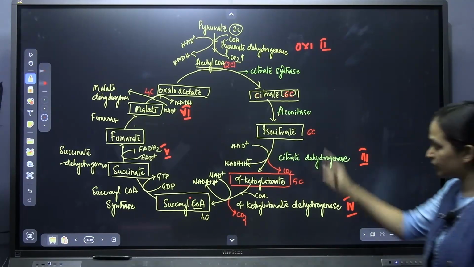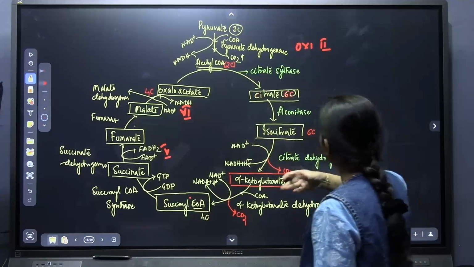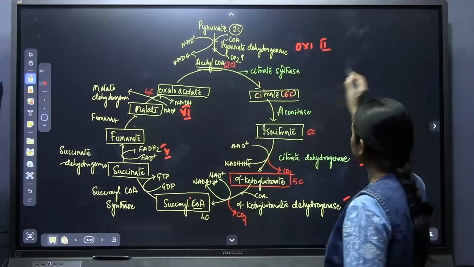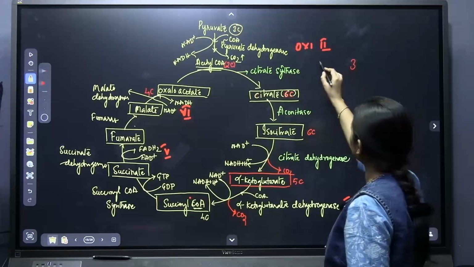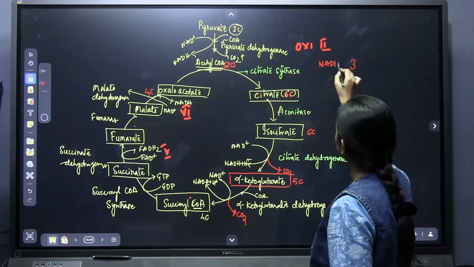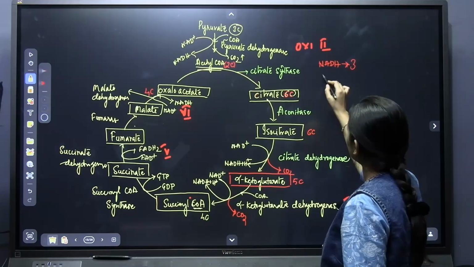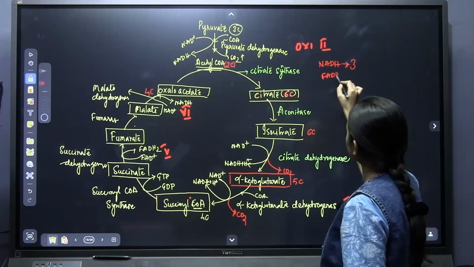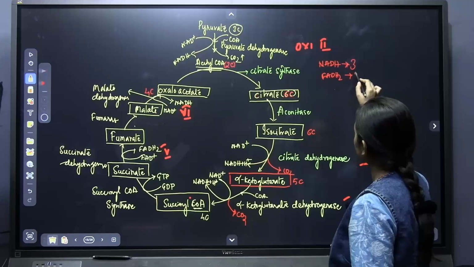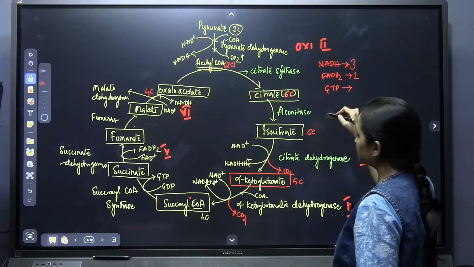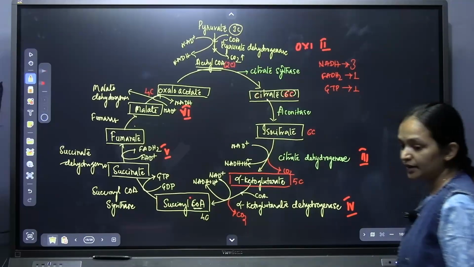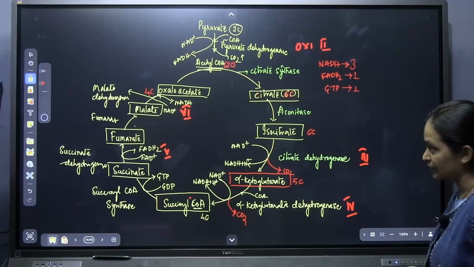Understood? How many in one cycle? How many molecules of NADH are produced? Here, 3 molecules of NADH. How many molecules of FADH2? It is 1. GTP is 1, if one cycle of Krebs cycle happens.